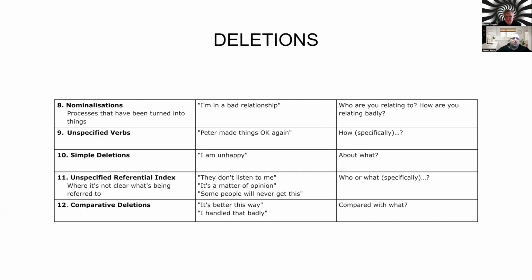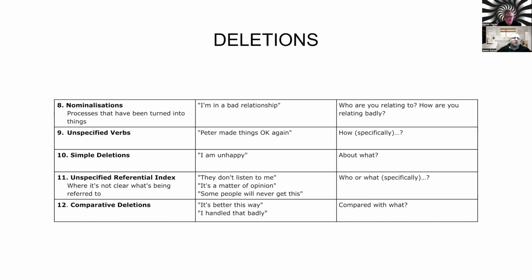So, he's bad at making decisions is a nominalization. You could challenge by saying, how could he better decide things? You put it back into a process, which is deciding. An unspecified verb: Peter makes things okay. Well, first of all, there's what things specifically and how does he do it? So there's two things missing there.